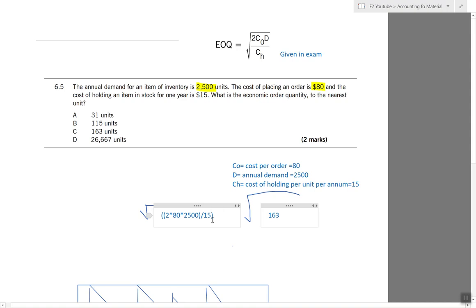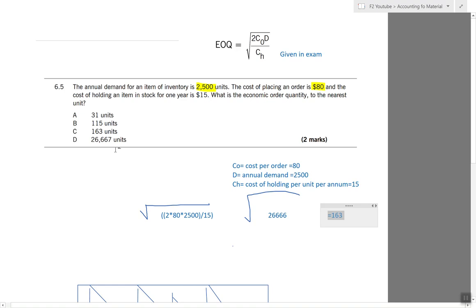So if you have bigger formulas, what you can do is divide things in parts. For example, take 2 multiplied by 80, multiplied by 2,500. That gives you 400,000 divided by 15. It gives you 26,666. And then you can put that in the calculator. So my recommendation is do it in parts, so you have higher chance of answering it correctly. So equals 163.